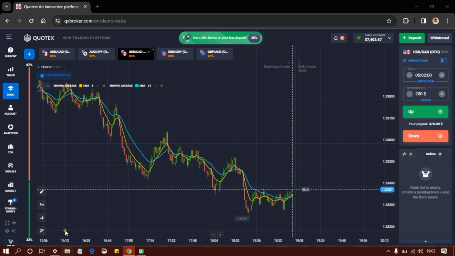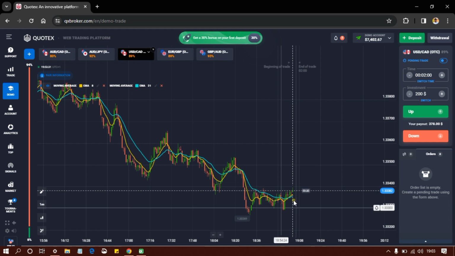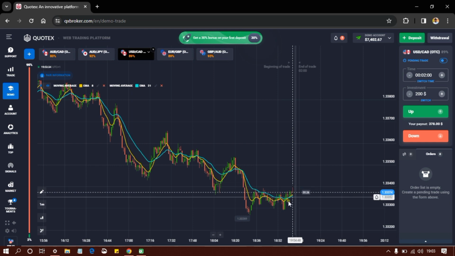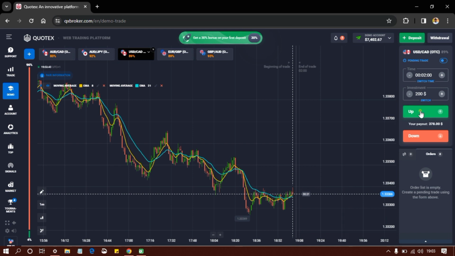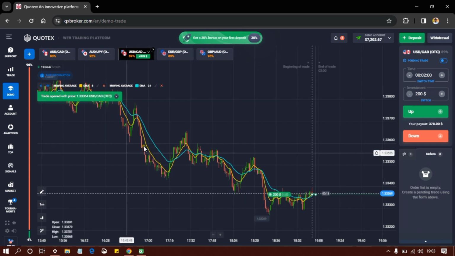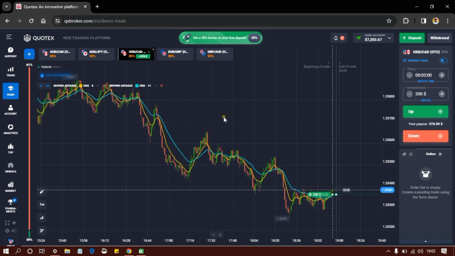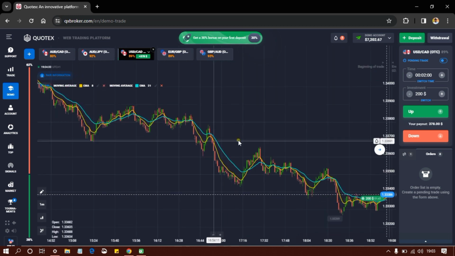Let me show you some examples of how it works. So let's see what we have here. At this point, you see that we have the yellow moving average line trying to cross above the blue moving average line. So we can open a trade at this point, then we check out other examples. Let me quickly open a trade at this point for you to see. Opening a trade here, we have a running trade. As you can see, the yellow moving average line is trying to cross above the blue moving average line at this point. Let me take you through some examples for you to see how it works properly.